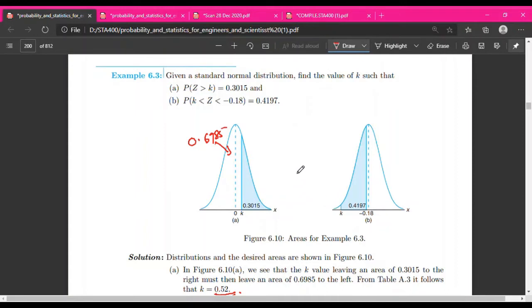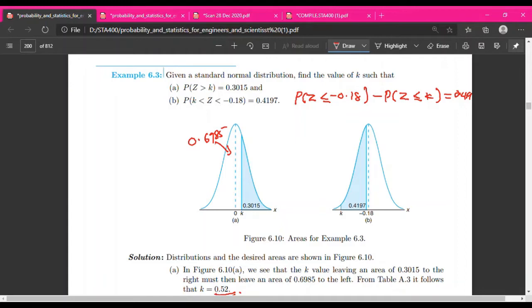Alright. So, kalau nak gunakan table less than, maksudnya kita kena cari probability of Z less than negative 0.18, minus dengan probability of Z less than value of K. Kan jawapannya 0.4197. Okay, so this one less than tolak dengan this one less than dapatlah 0.4197.